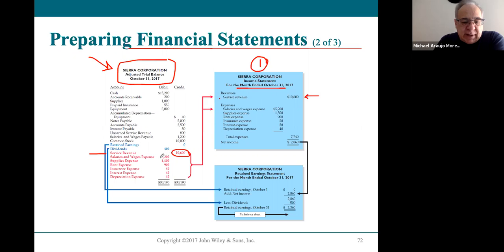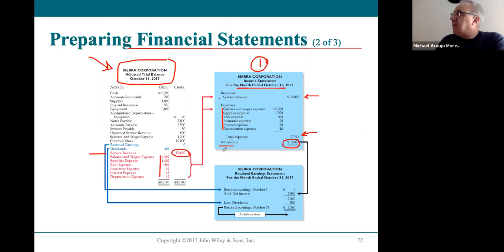This company had a number of expenses. These are all the expenses of the company, right from the adjusted trial balance. We simply lift them up, plop them down here. So again, these are all of the individual expenses. The total expenses are provided here in the far right column, $7,740. Well, good news for Sierra Corporation. Their revenue is much higher than their expenses, which means they'll have a profit for the month of October. So our net income was $2,860.